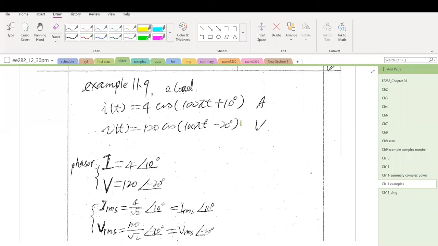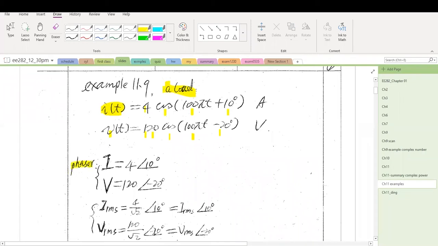In this video, we look at a couple of examples to discuss the different concepts of AC power. Let's look at this. There's a load. The current through it equals 4 cosine(100 pi t + 10 degrees). The voltage equals 120 cosine(100 pi t - 20 degrees) volts. We'll assume that the passive sign convention is followed.